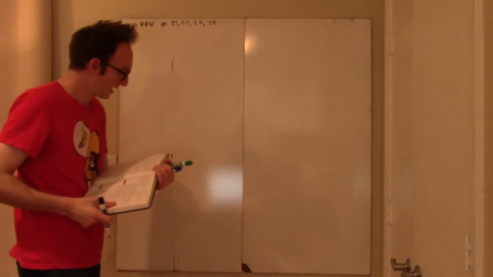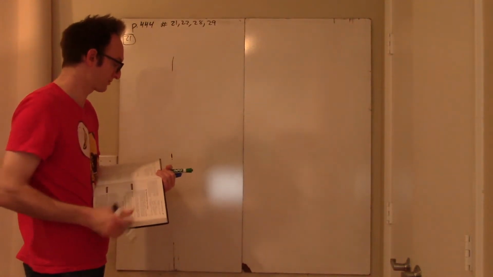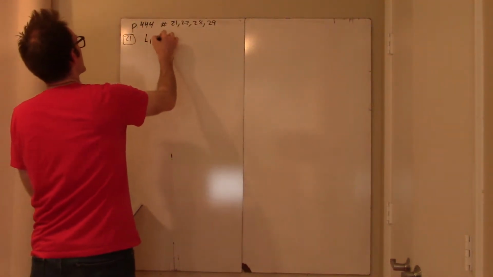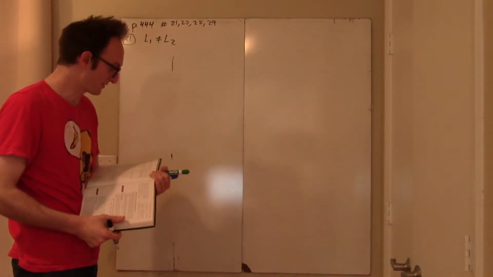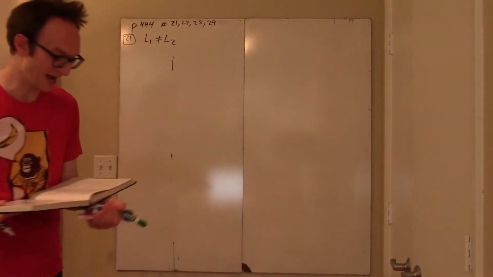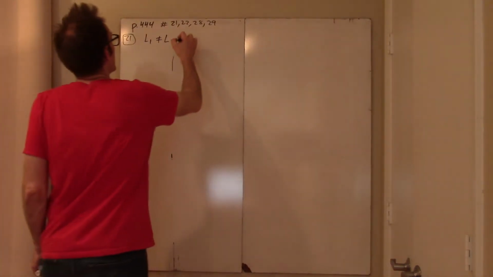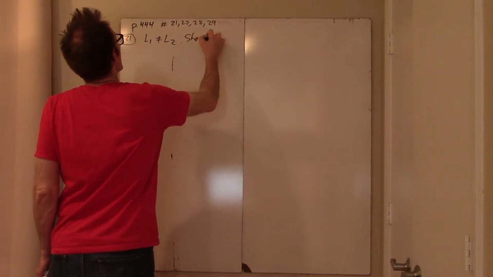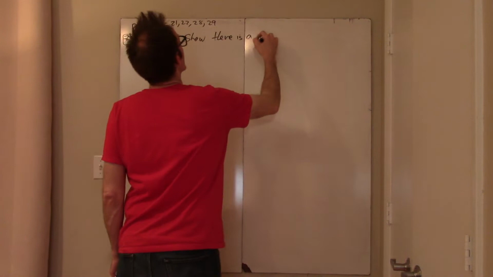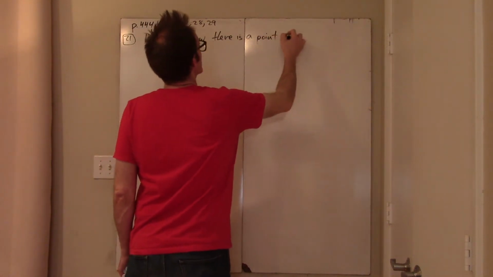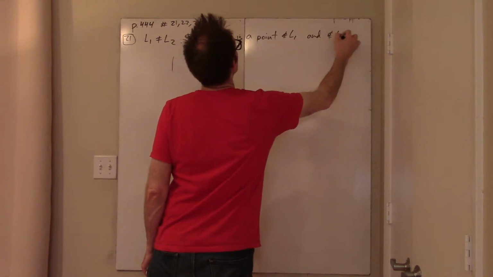It says, let L1 and L2 be 2 distinct lines in a finite projective plane. So we have L1 not equal to L2. And the theorem says, prove that there's a point that is on neither L1 nor L2. So show there is a point that's not on L1 and not on L2.